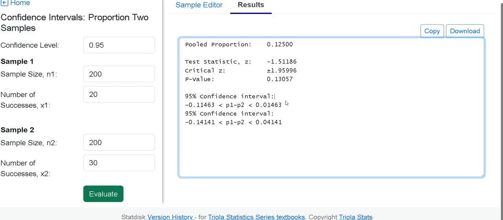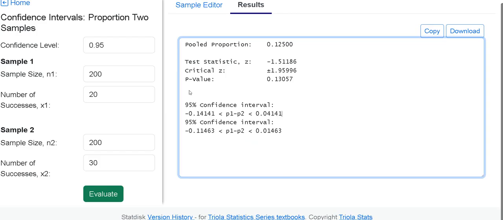This is what it was, and this is what it is. So our confidence interval is going to get narrower when you have a larger and larger sample size. That was a big thing that we talked about.